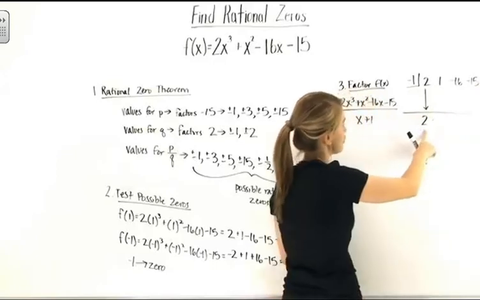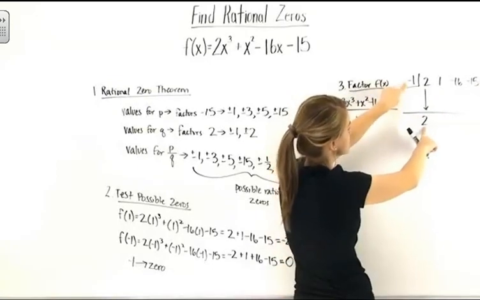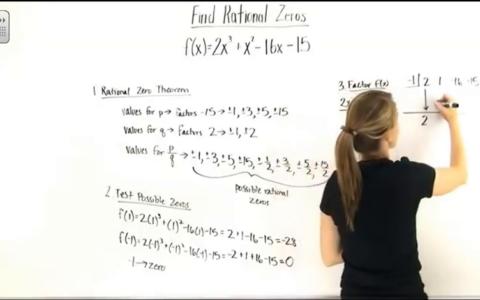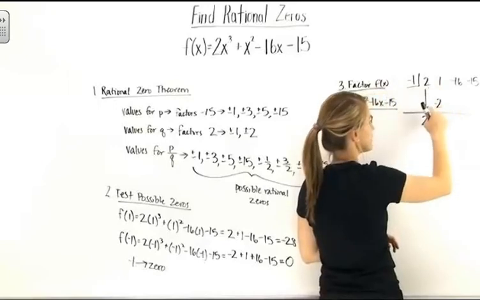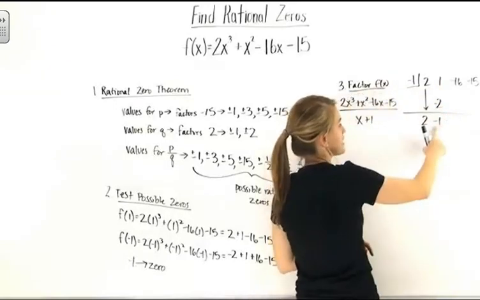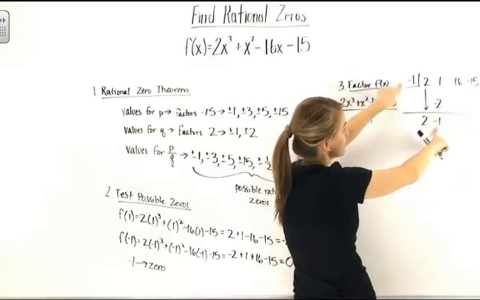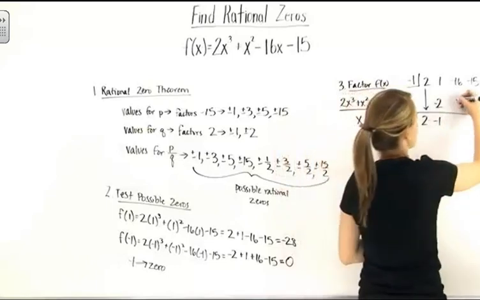We take our number 2 and we multiply by the number in the box, negative 1. 2 times negative 1 is negative 2. We write it right here. We add these two together now. 1 plus negative 2 is negative 1, and we write it right here. Negative 1 times the number in the box is negative 1 times negative 1, or positive 1. We write it right here.